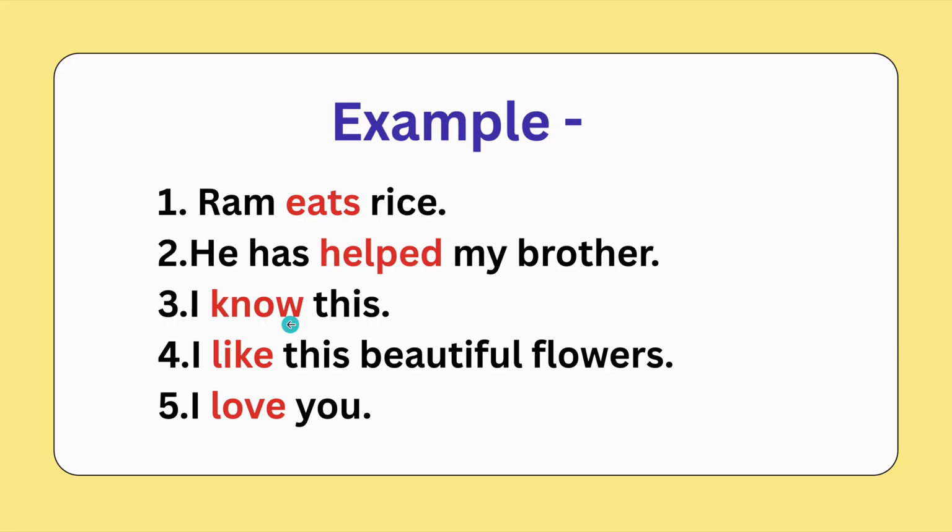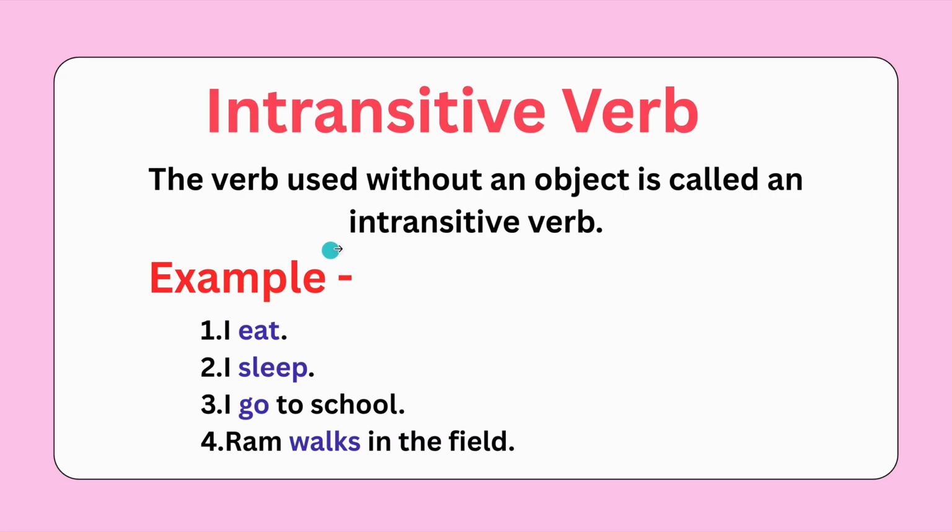I know this is a transitive verb. I like this beautiful flower, transitive verb. I love you, this is also transitive verb. Intransitive verb, the verb used without an object is called an intransitive verb.